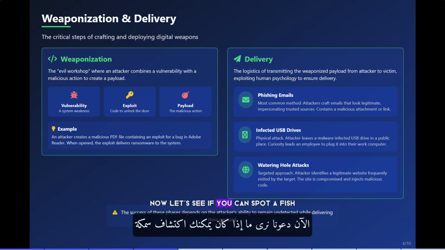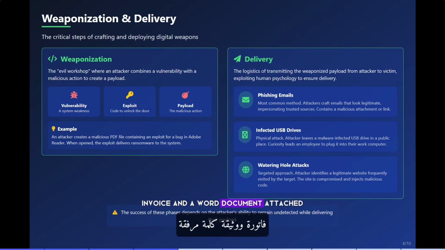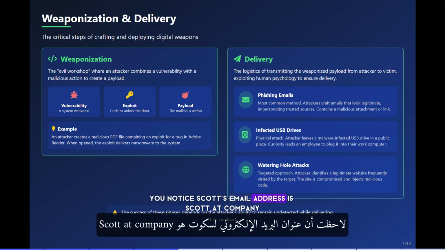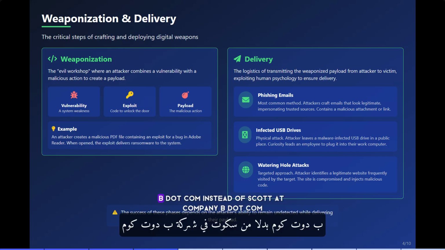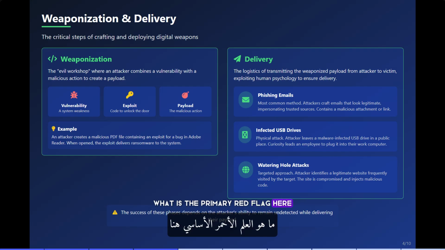Now, let's see if you can spot a phish. You receive an email from Scott with the subject, invoice, and a Word document attached. The email says, "Hi Nancy, please review." You notice Scott's email address is scott@companyb.com instead of scott@companyb.com. What is the primary red flag here, and what delivery method is being used?